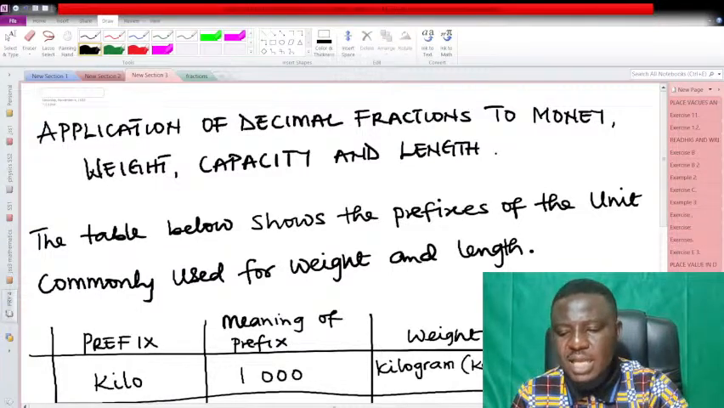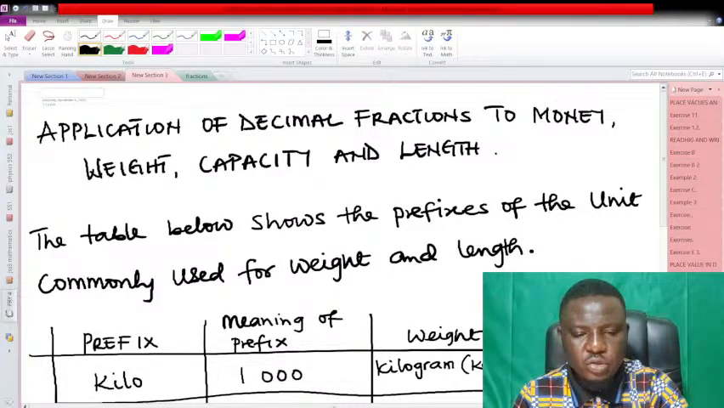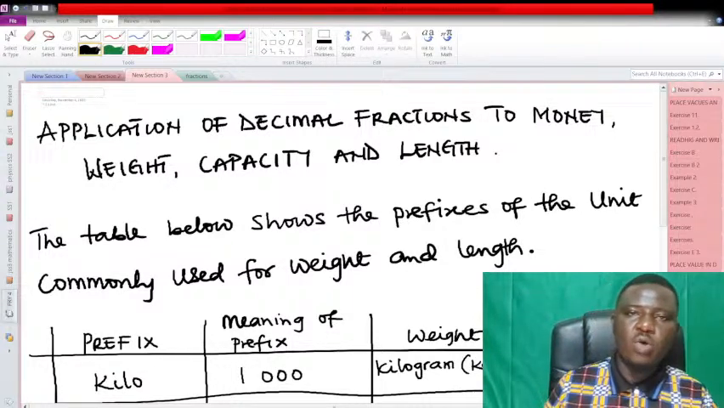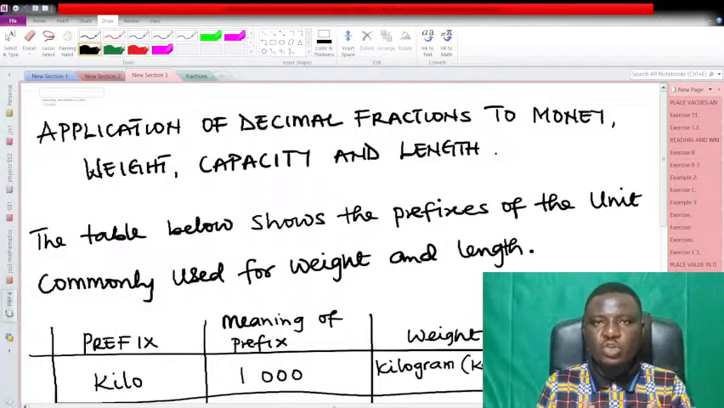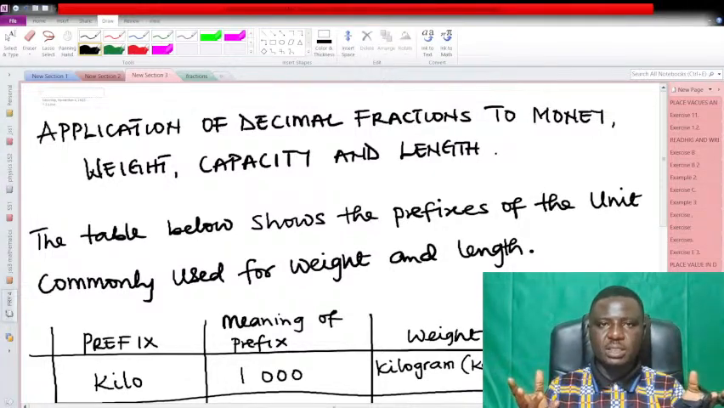We shall be looking at the application of decimal fractions to money, weight, capacity, and length. Why do you learn all this? This is because you can apply it in the capital market. And as a beginner, we shall be introducing you to money, weight, capacity, and length.